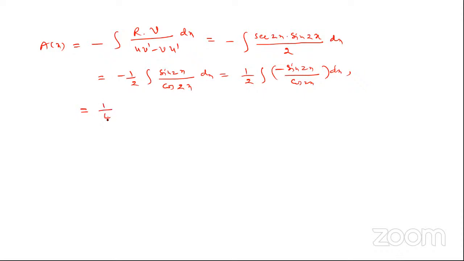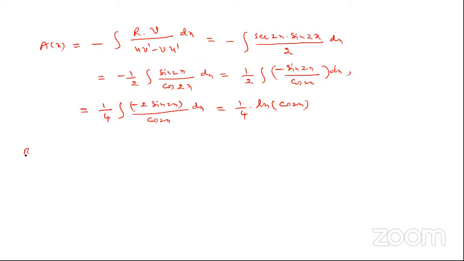So 1 by 2 into 2, that is 4. Integration of minus 2 into sin 2x divided by cos 2x. Now please observe, what is the derivative of cos 2x? Minus 2 into sin 2x. So it is of the form f dash of x by f of x into dx. What is the formula for the integration of f dash of x by f of x into dx? ln of f of x, ln of the denominator, ln of cos 2x. So what is the A value so far? 1 by 4 ln of cos 2x.